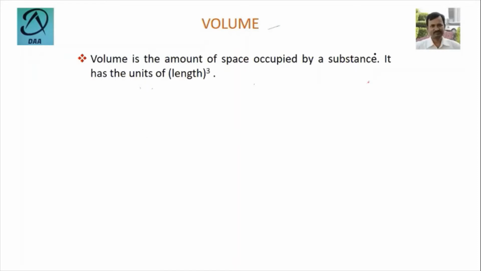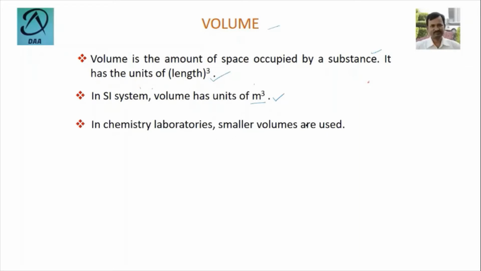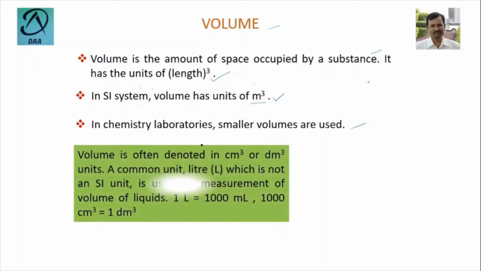Now we'll discuss volume. Volume is the amount of space occupied by a substance. It has the units of length cube. In the SI system, the unit of length is the meter, so volume has the units of meter cube, meter to the power 3. In the chemistry laboratory, smaller volumes are used, so volume is often denoted by cm cube or dm cube. And sometimes we use the liter, capital L. But it is not the SI unit, we have to remember. But the liter is very commonly used.